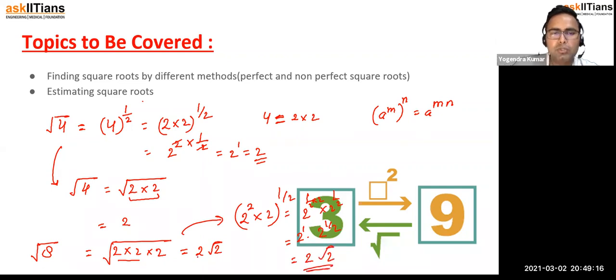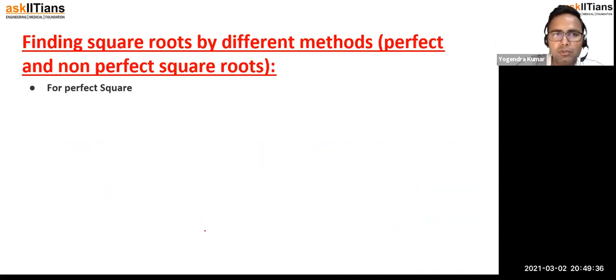Same answer. So we will do this work directly and not show it like this, as it is too congested. We follow this method: from each pair, one number will come out. This is what we need to follow for square roots. When the number is a perfect square, it is very easy.